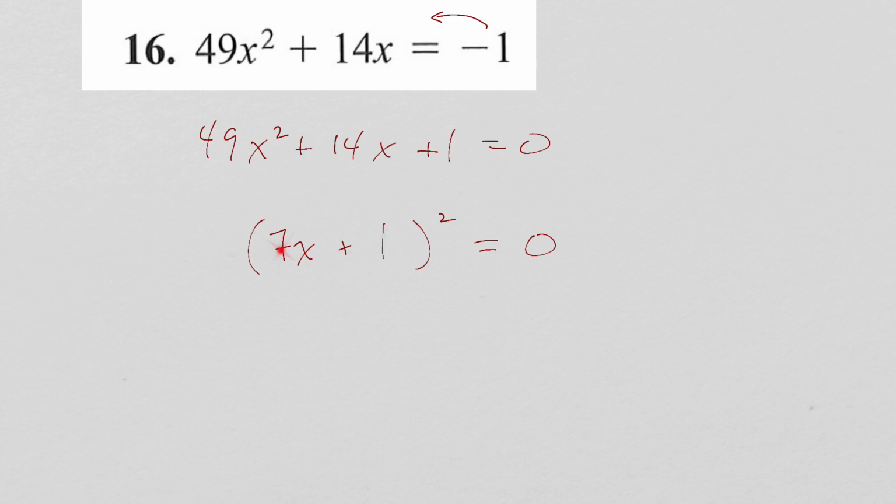You got to take the product of these and double to see if you get this. Well, the product of 7x and 1 is 7x. If we double, we get this, so this really is the answer. So we're going to get just one solution. Opposite of this and this over this.